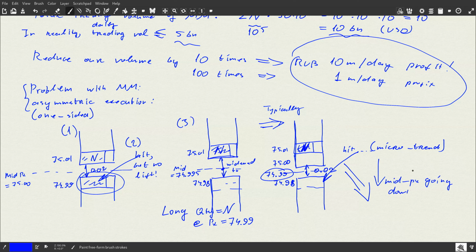This is equivalent to what? This is equivalent to the thing that you have a position in dollars, so you bought dollars at the price 74.99, but the price is now falling. So you bought dollars, but the dollar price is going down, which means that due to this asymmetric execution, you now have negative unrealized P&L.